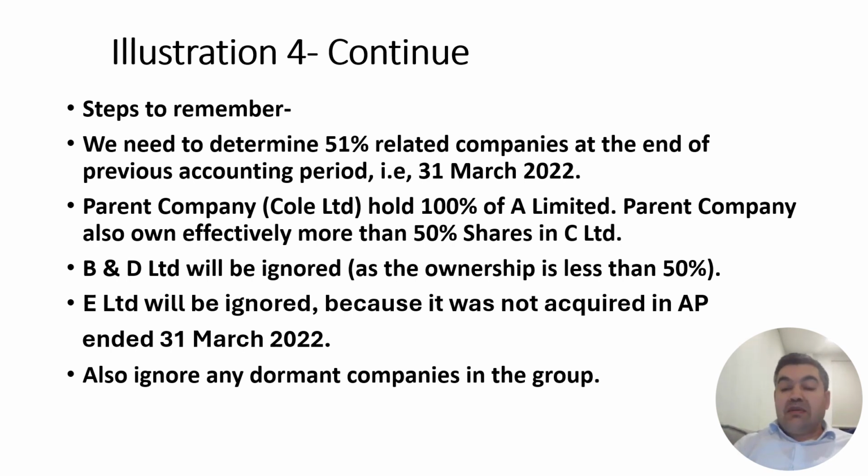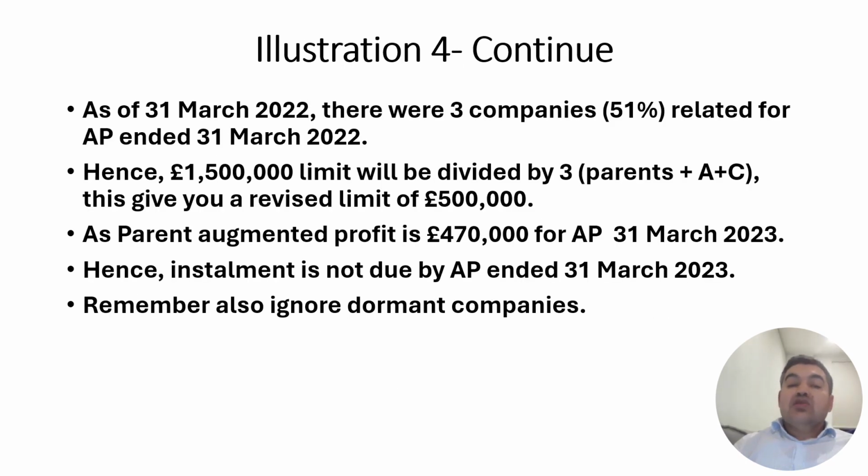Also ignore any dormant companies. Sometimes, even if the dormant company is 100% owned, you need to ignore it. So as of 31st of March 2022, there were only 3 companies that were 51% related. So this 1.5 million limit will be divided by 3 companies, which gives you a revised limit of 500,000. As the parent's augmented profit for March 2023 is 470,000, installments are not due for the accounting period ended 31st of March 2023. Remember, also ignore dormant companies.